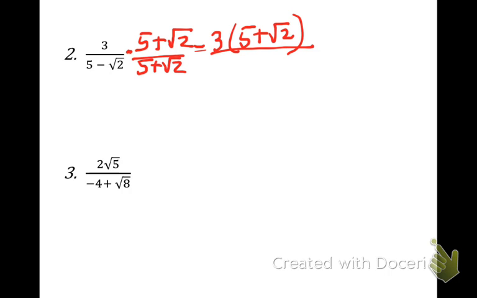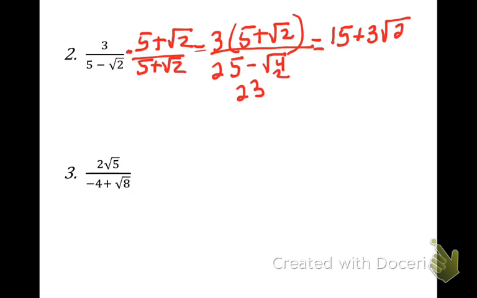The denominator, 5 squared is 25. My middle terms cancel, leaving me minus the square root of 4, which is 2. So 25 minus 2 would give me a 23 here. Nothing will cancel, so I'm going to go ahead and multiply on the top. 3 times 5 is 15, plus 3 times the square root of 2. Can't really do anything with that, all over 23. And again, nothing can simplify. Square root of 2 is simplified.